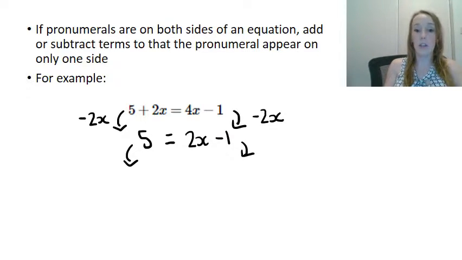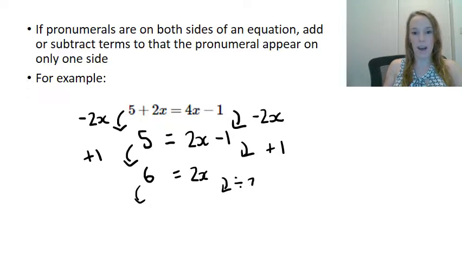So we can continue to use our onion method. We're going to add 1 to both sides. So 6 equals 2x, and then we can find out what x equals. We're going to divide by 2 on both sides. So 6 divided by 2 is 3. 2x divided by 2 is just x.